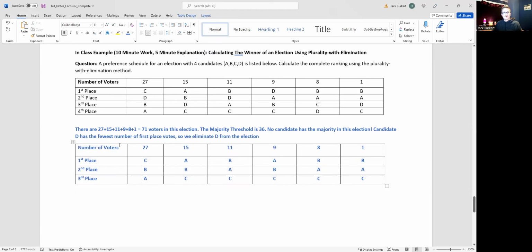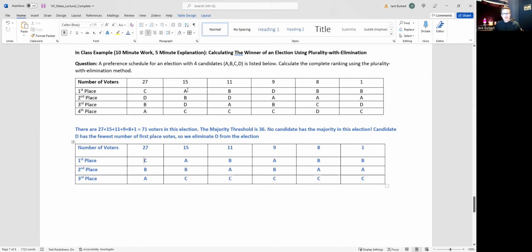All right. So what I've done in this table is I've taken the preference schedule above and I've eliminated D from every single column. And then every candidate that was below D, I pushed them up 1 spot in the preference schedule. So in this column, all of these voters had D as their second preferred candidate. So that means that B becomes the second preferred and A becomes the third preferred. And we see that in this column. So now it's C is preferred to B is preferred to A. We do this for each column.